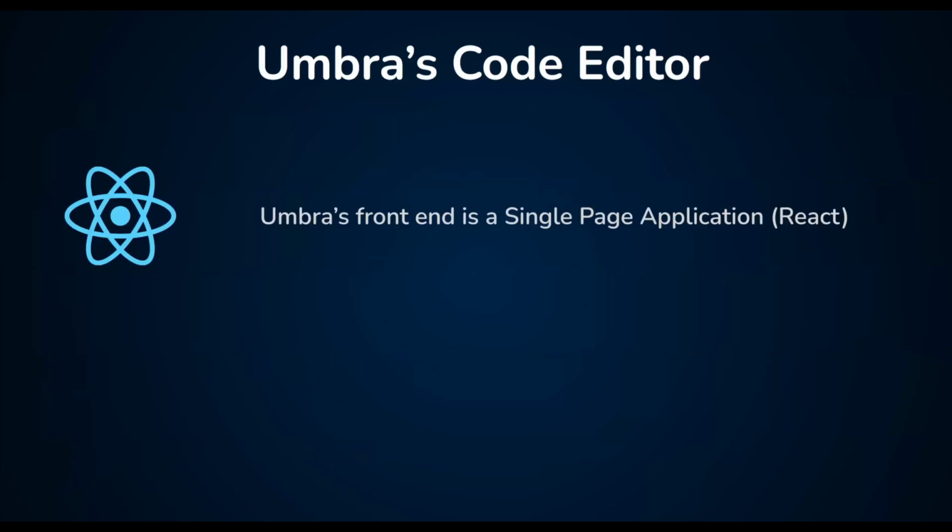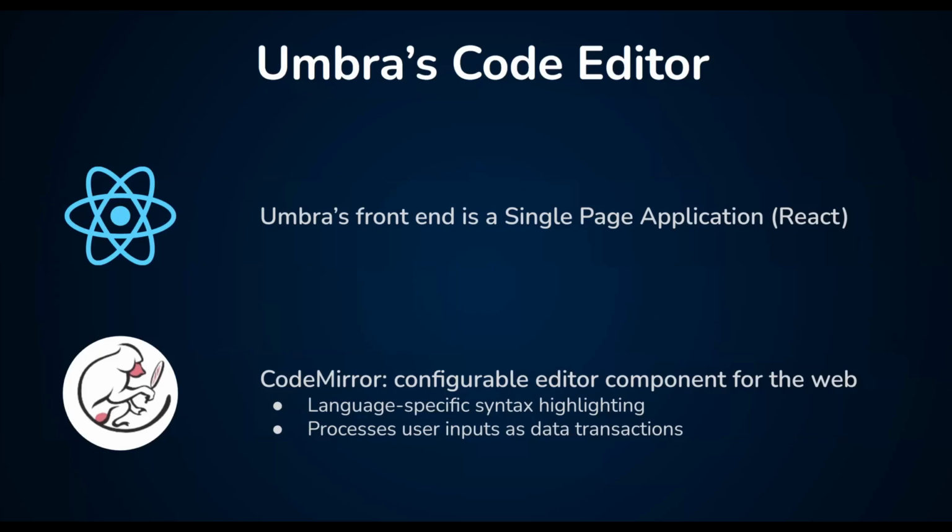Thank you, David. So, Umbra's frontend is a single-page application written in React. We use a dependency called CodeMirror for text editing. This is a code editor component that manages its own state independently of React. The CodeMirror component is where our users type their code, as you've seen in the demos in previous slides. User inputs such as keystrokes and copy-paste actions are processed as data transactions within the CodeMirror editor.